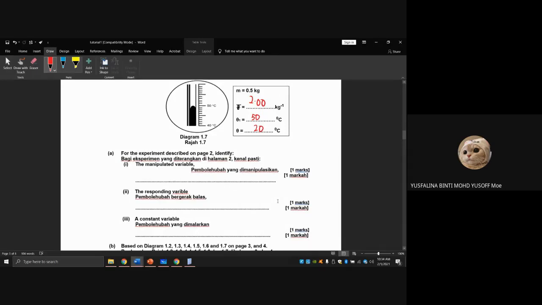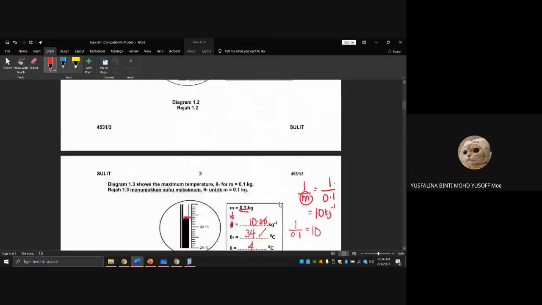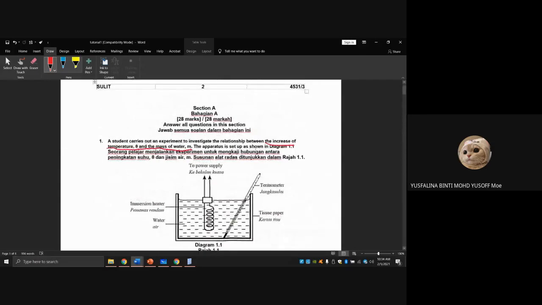Now let's see the next question. It says, for the experiment described on page 2, identify the manipulated variable and also the responding variable. Remember that I already asked you to underline the sentence: the relationship between the increase of temperature and the mass of water. So between these two variables, one of them must be the manipulated variable. Anyone can try which one is manipulated and which one is responding. Okay, very good. The mass of the water is manipulated.